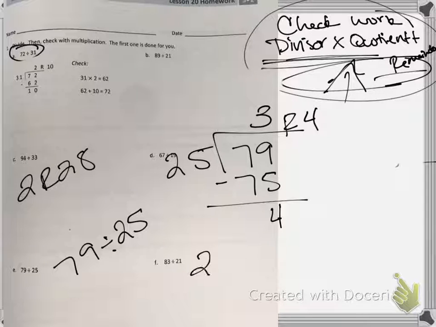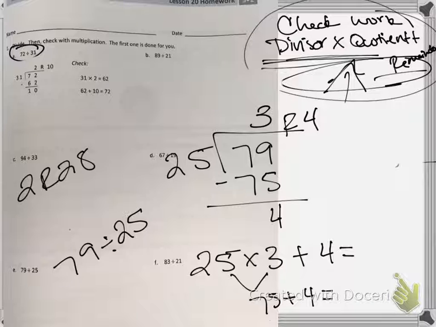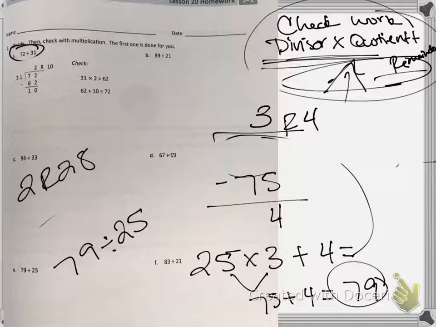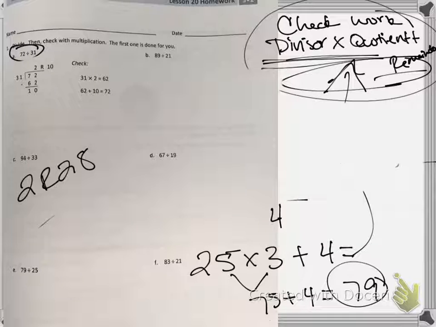And again, let's check our work. Divisor times quotient plus remainder. 3 times 25, 75, plus 4 equals 79. Our dividends are all the same. All right, so our answer is 3 remainder 4.